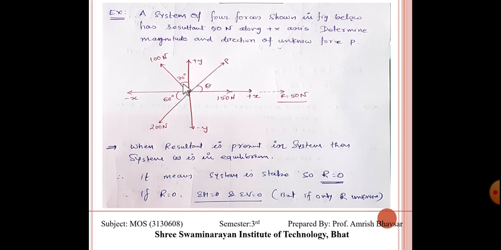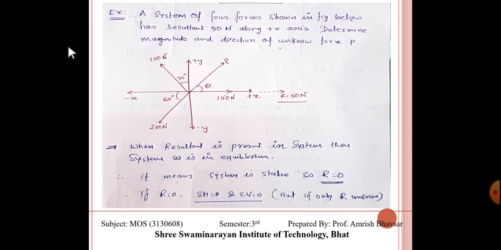Now, the next example: a system of four forces shown in the figure below has a resultant of 50 Newton. Here the resultant is given along the positive x-axis. Determine the magnitude and direction of the unknown force P and theta. Here the resultant is given, and we have to find the unknown force and its angle.